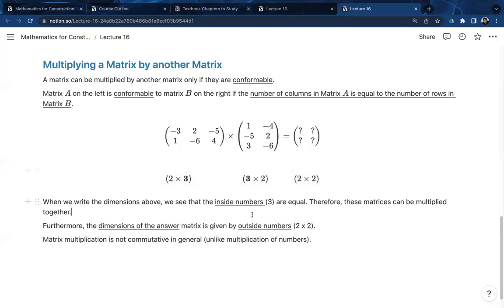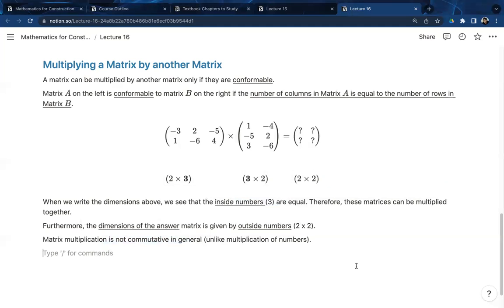That's how you know. So again, when you write the numbers above, the inside numbers are equal, therefore the matrices could be multiplied. The dimensions of the answer is given by the outside numbers in the order you see there. So 2 by 2. Matrix multiplication is not commutative in general.